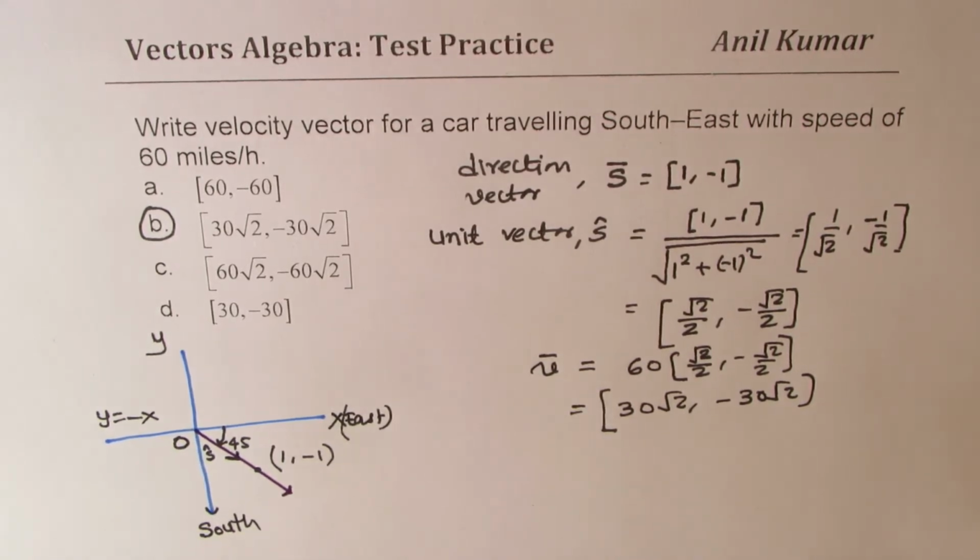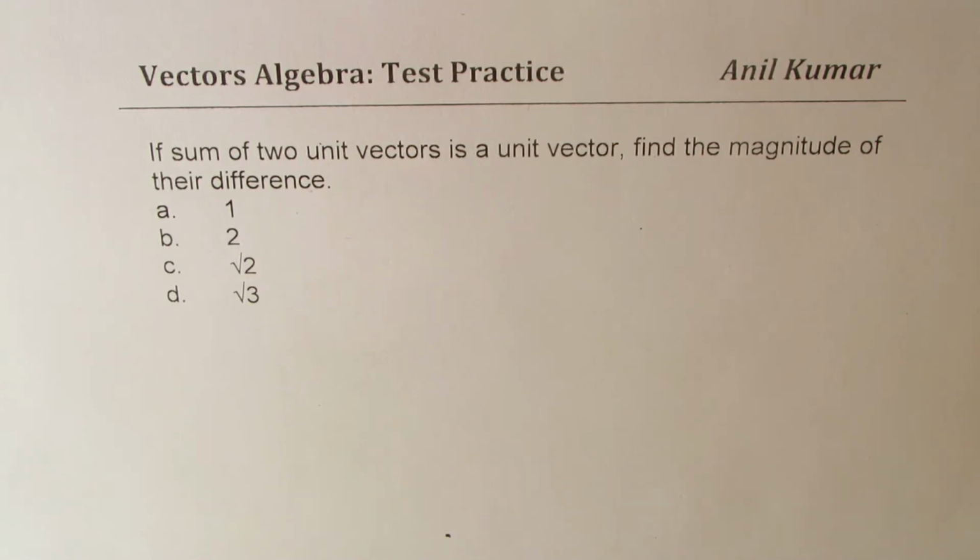Perfect. Now let's move on and take the next question. Now many times you are asked a question, can the sum of two unit vectors be a unit vector? Here we are going a step ahead. We are saying yes, it can be, but now what is the difference? So the question for you is, if sum of two unit vectors is a unit vector, find the magnitude of their difference. So that is the question for you. You can pause the video, answer this question, and then look into my suggestions.